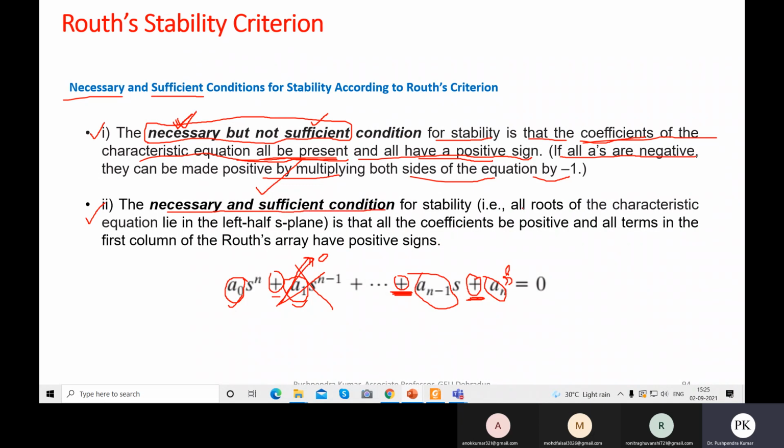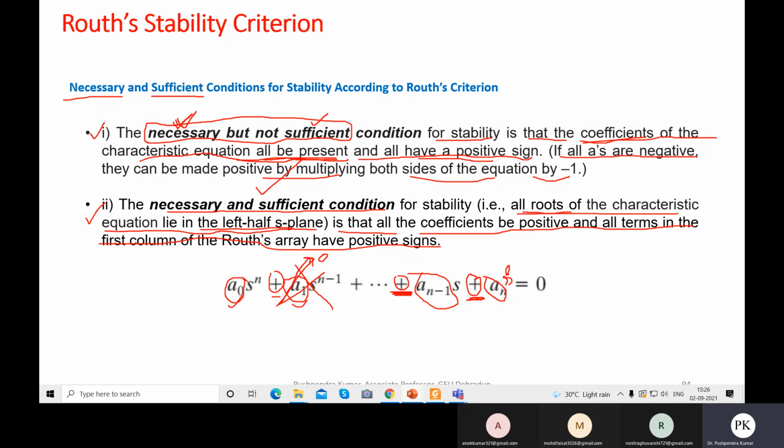For stability, that is, all roots of the characteristic equation lie in the left half S-plane. So this is the second condition for stability: all the coefficients must be positive and all terms in the first column of the Routh's array must have positive sign. This is our important sufficient condition for the system to be stable, when all roots lie in the left half S-plane.